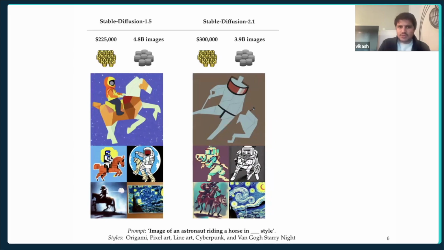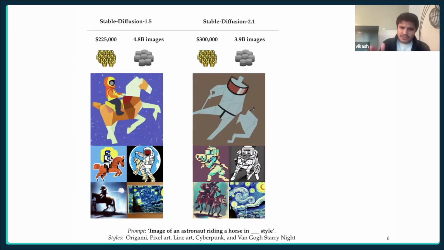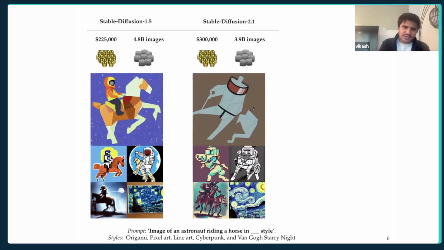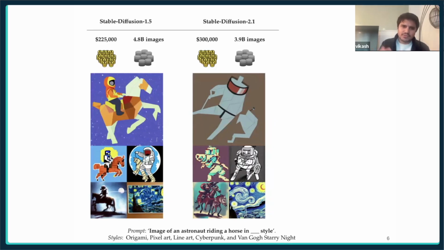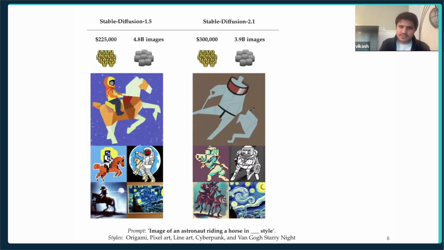So here I show Stable Diffusion 1.5 and 2.1. These are the two models I'll be using as a baseline. Again, these models have been downloaded millions of times. They are not state of the art, but they are one of the key baselines, or one of the key models that the community has used. And it was a good starting point for us to consider.